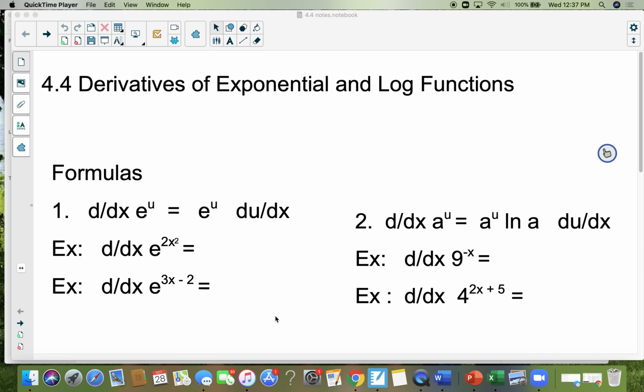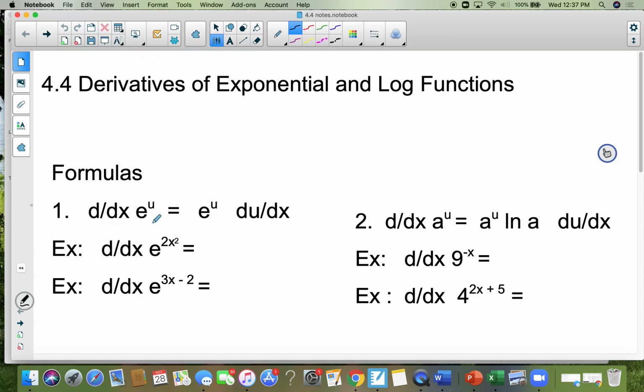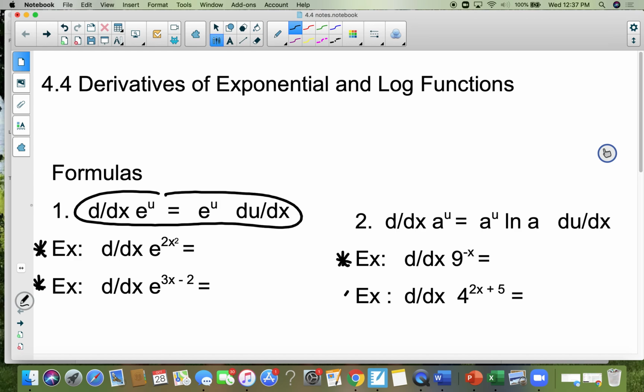6.4, it's just finding the derivatives, again, of more functions and more things you need to memorize. So basically, these are the formulas right here. And then what I did here was try to give you at least 2 examples to give you an idea on how to use them.